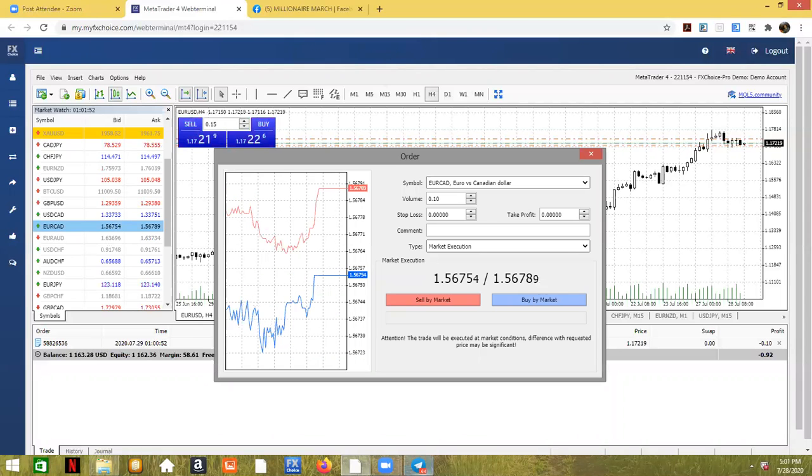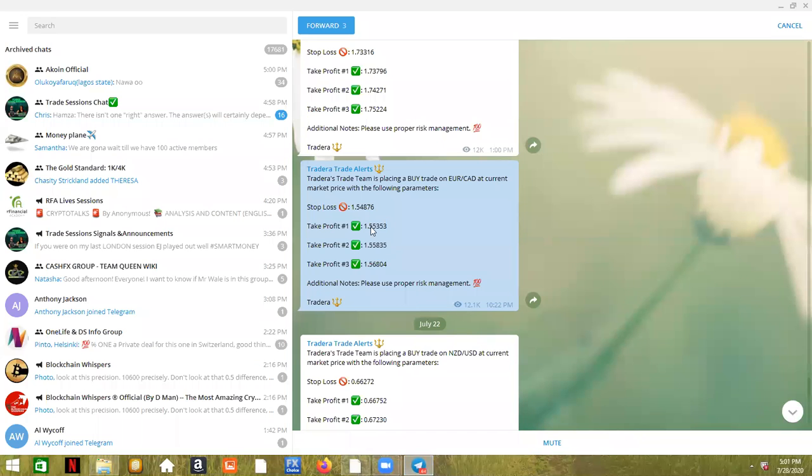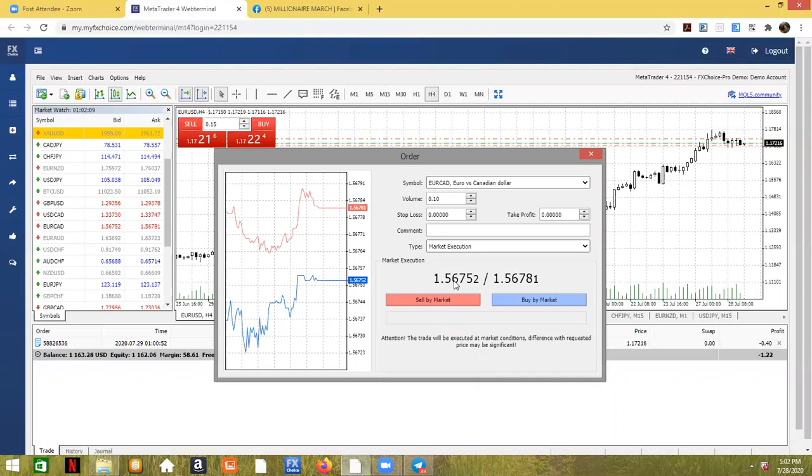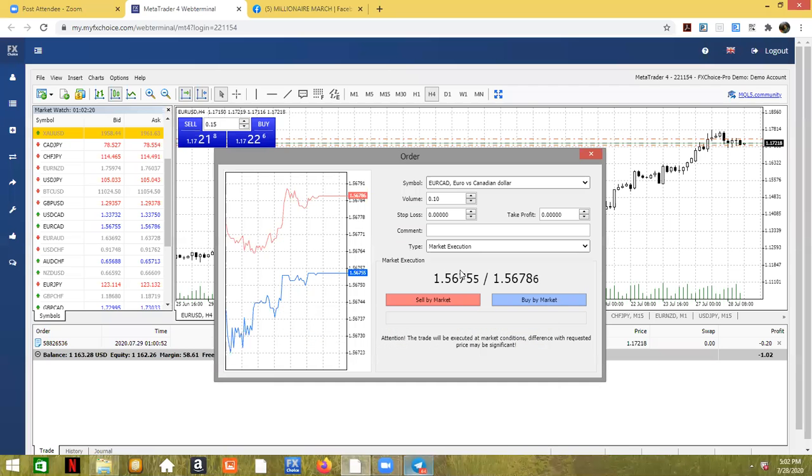Let's see where the price action is at. 1.5675. Yep, looks like we can take that buy. 1.54876. So we're a couple hundred pips away. Let's see, 5487 and 5675. Yeah, we're almost 200 pips away. So we need to change that one up too. Let's change this one to a closer parameter. We're going to do the same thing.